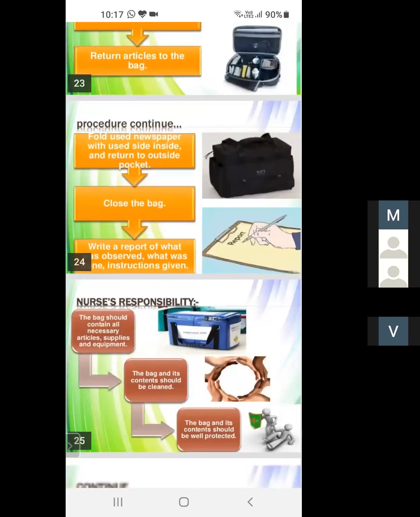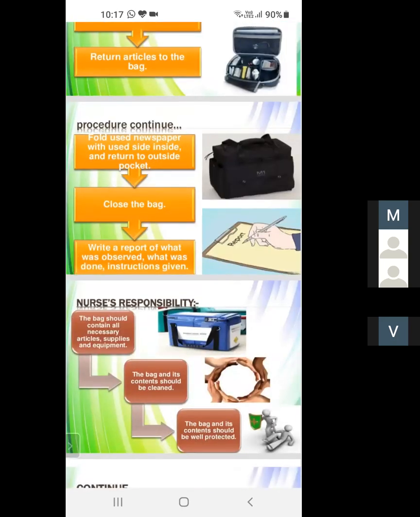Close the bag and you write a report of what was observed, what was done, instructions given. Okay. What we are doing in that house and the school and any industries we are going to means we want to take the bag and we do the procedure. Then you make the report, whatever we have done.